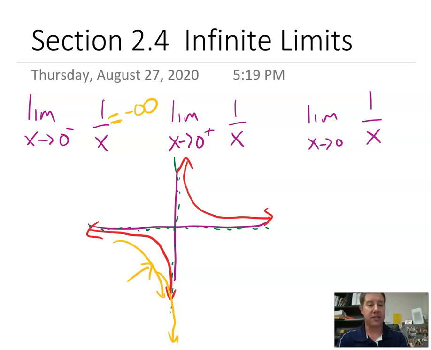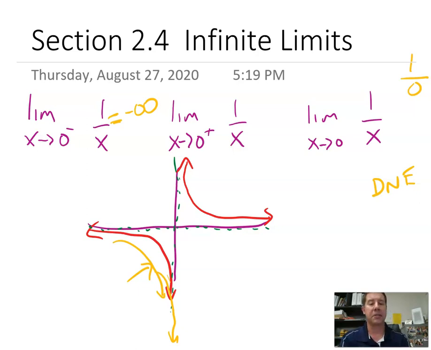Going back to plugging in, if I just plug in, I get 1 over 0, and 1 over 0 is undefined. Since that's technically undefined, this whole limit does not exist. When we're looking at this one-sided limit, I could say it does not exist because I'm not approaching a single value, but we can also use limits to describe what's happening graphically with our functions. Because it's going to negative infinity, we also say that this limit is negative infinity.